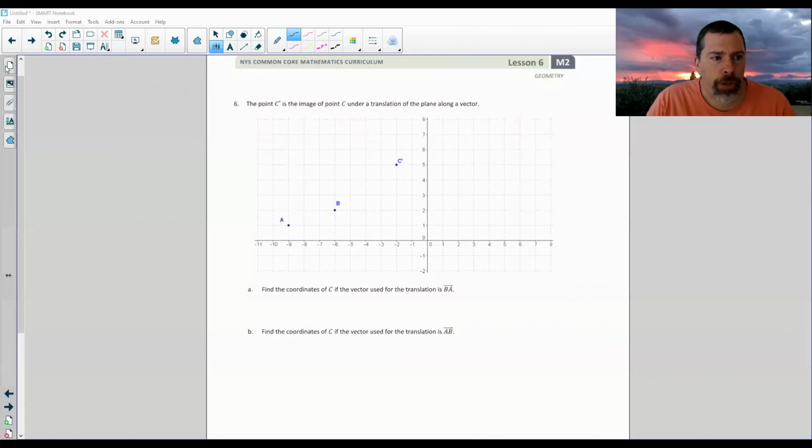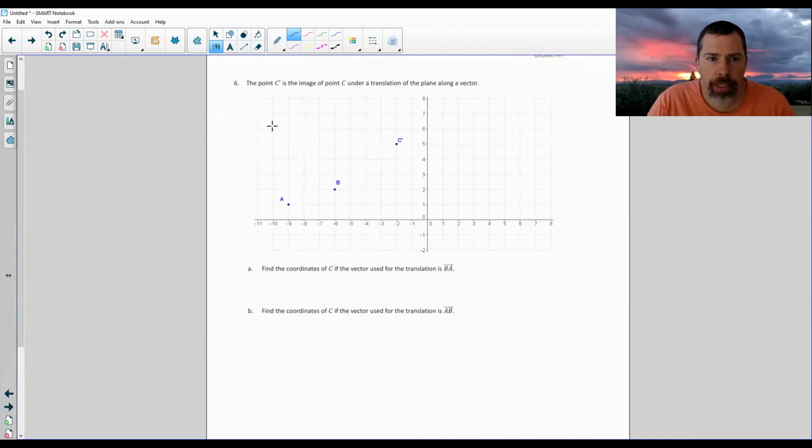Okay, what are we on? Page 4, problem 6 is now on the coordinate plane. Point C prime is right here at -2, 5. Point C prime is the image of point C under a translation of the plane along a vector. Find the coordinate of C if the vector used for the translation is B to A. So be careful of your direction. B is our initial starting point and A is our end point, or our terminal end with the arrow.